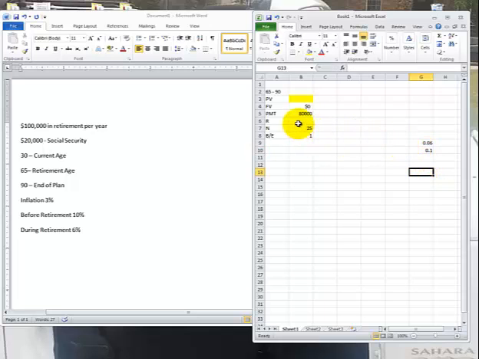So remember, during this time period of 25 years, I'm going to be earning my 6% during retirement. But in addition to that, inflation is going to be going up 3%. I've showed you how to do this before, but let me show you how to do this again.